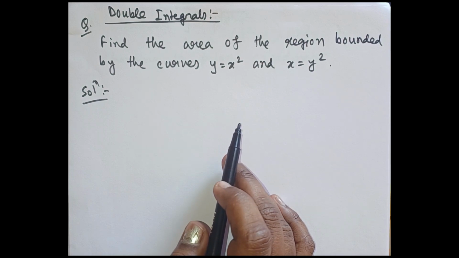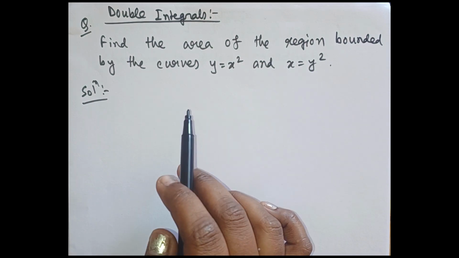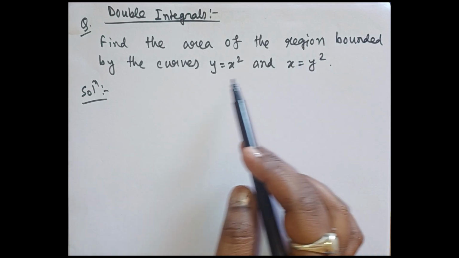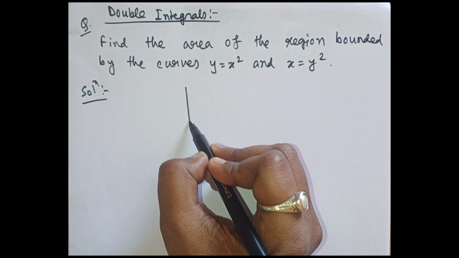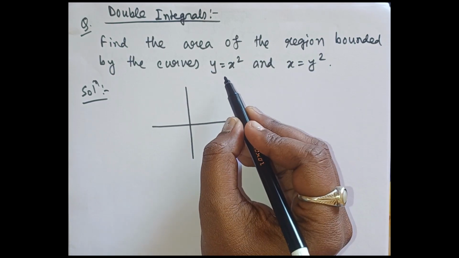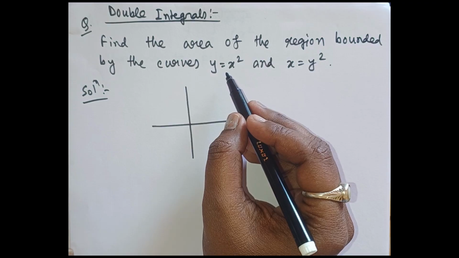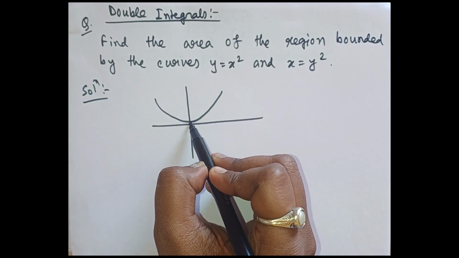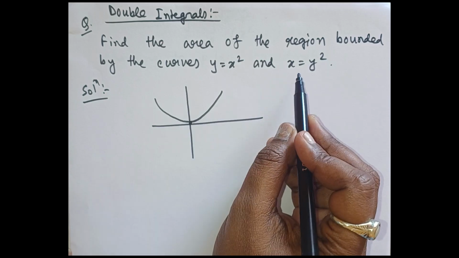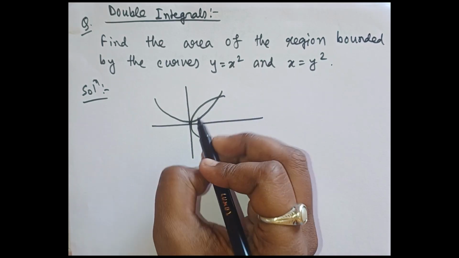The first thing is, for finding line integration or double integration, we have to understand the curves and the region. In this question, the curves are y equal to x square and x equal to y square, and the region is bounded by these two curves. The first curve, x square equal to y, is the upward parabola passing through the origin, and the second curve, x equal to y square, is this sideways parabola.